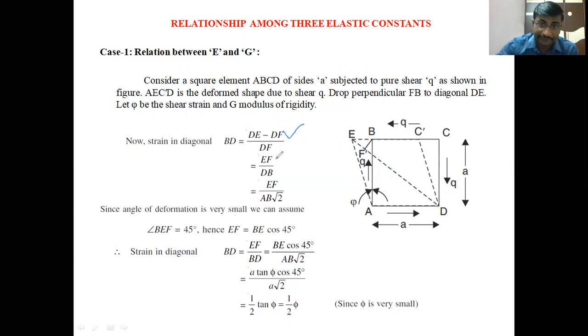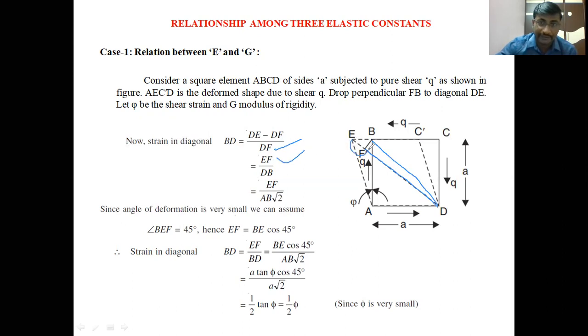This is EF, divided by what is the initial length? Initial length is DB, that is equal to DF. These two are equal. By drawing the perpendicular line, DB is equal to DF. These two lengths are equal. The extended length is EF. So for the initial length DB, in place of DB I have written DF. DF is the initial length. So by changing that, DE minus DF is equal to EF.